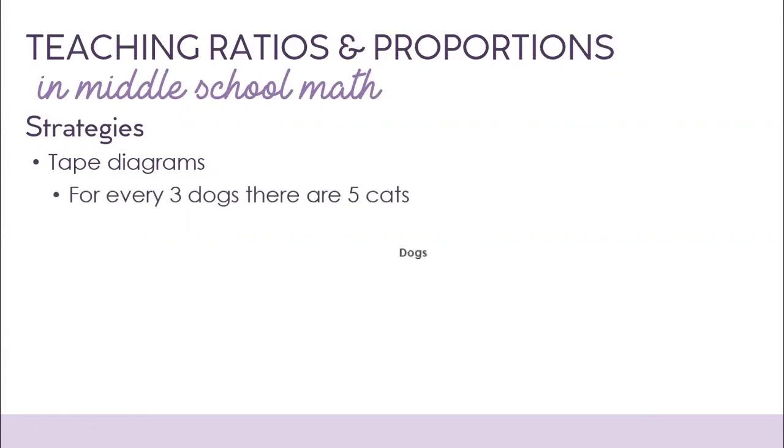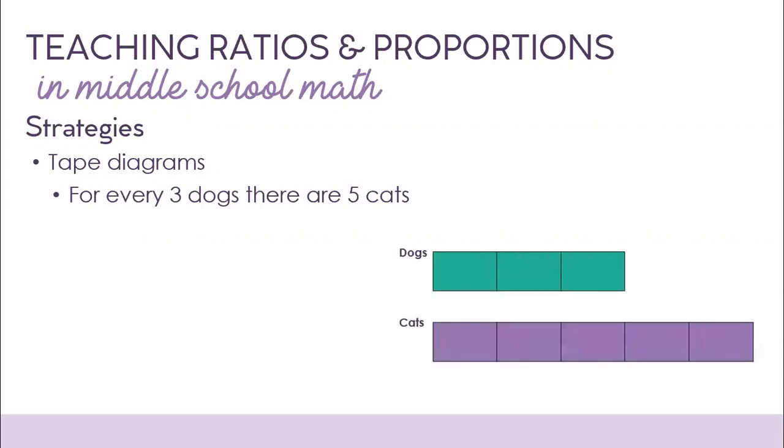And we can show that with our tape diagrams by 3 blocks for dogs and 5 blocks for cats. And we may even find we use the tape diagrams differently depending on what you and I do and how you and I think. So we might use them a little differently than each other. So then we can answer a question like, if there are 15 cats, how many dogs are there?